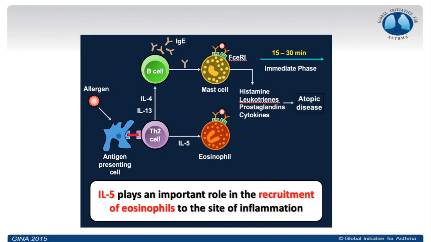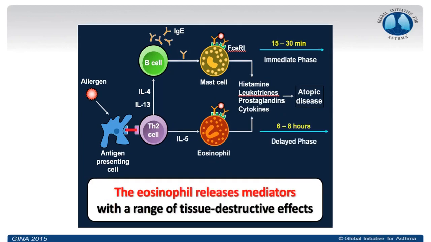Interleukin 5, as we see here, will play an important role in recruitment of eosinophils to the site of inflammation. It will also result in release of mediators and a tissue destructive effect. And this will be the delayed phase, which takes from 6 to 8 hours.